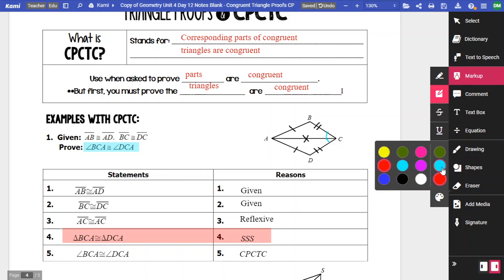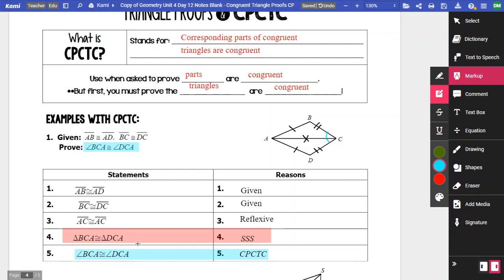So since that's true, then our blue proof here has to be true because these angles match up. So triangle BCA is congruent to triangle DCA. That means that angle BCA is also congruent to angle DCA. And we can say that about any of the other angles on here too.